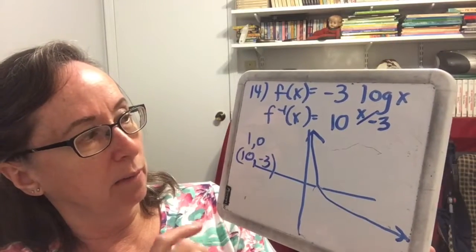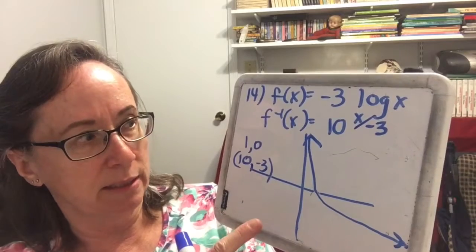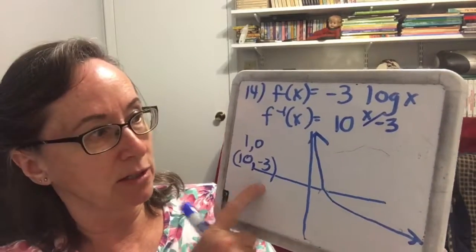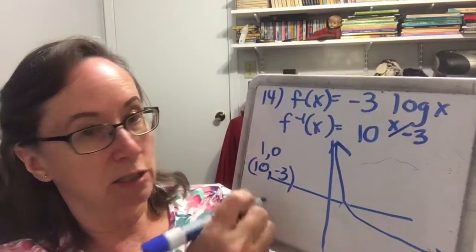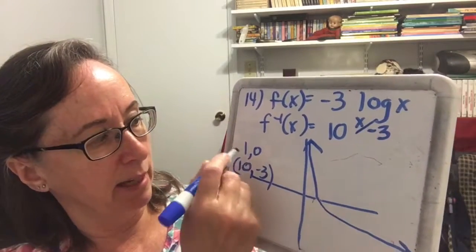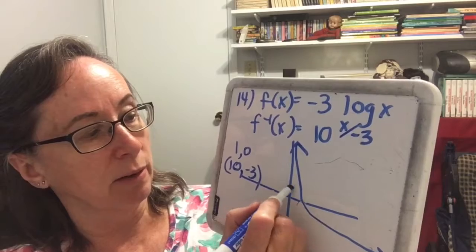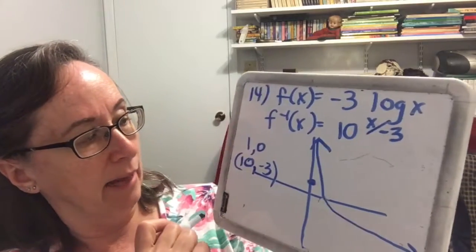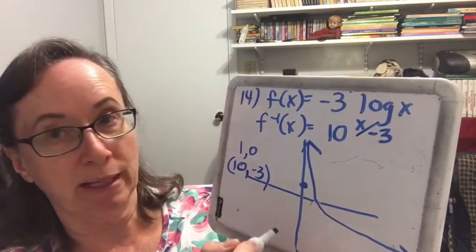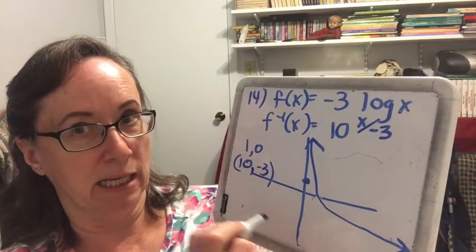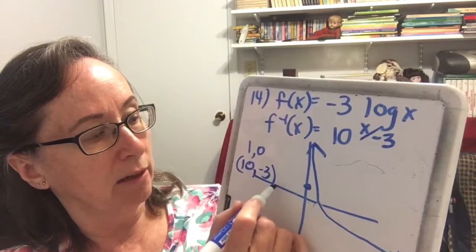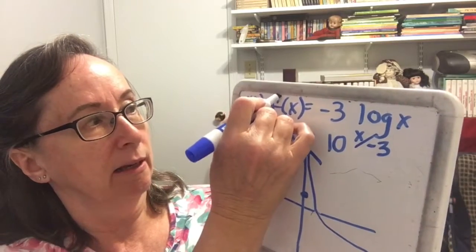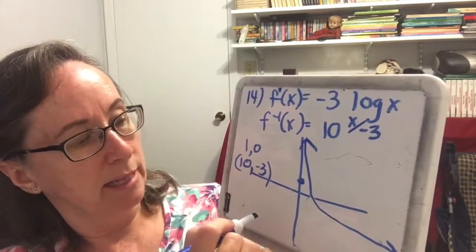So now let's look at the other one, and we're talking about the inverse of this one. So we're going to just flip the points, and since we had 1, 0, it's going to be 0, 1. And then since we had 10, negative 3, it's going to be negative 3, 10. So negative 3, 10 is going to go way up there.